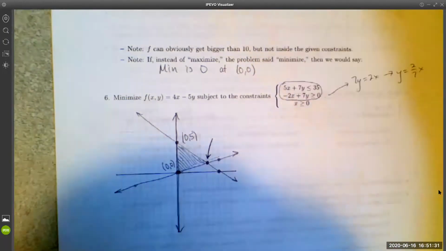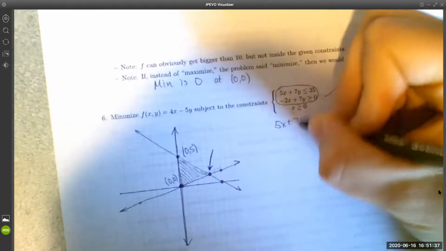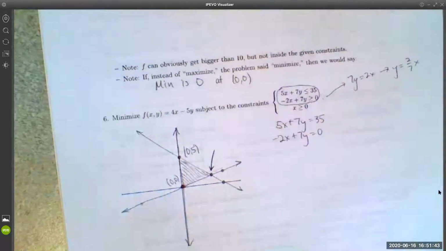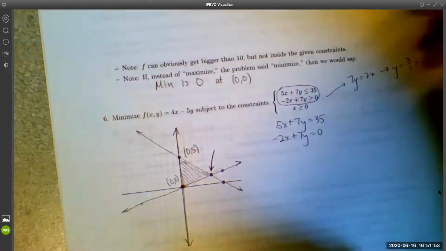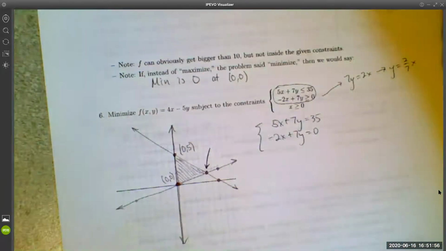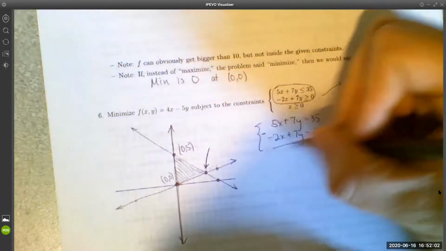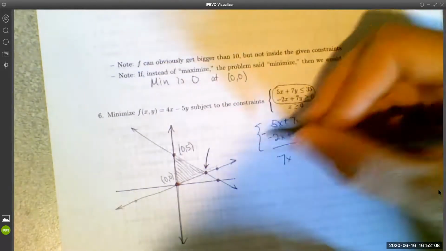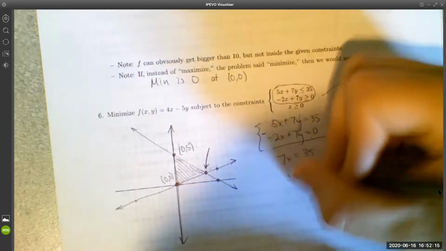So what I want to do is solve the corresponding system of equations, right? So I want to solve 5x plus 7y equals 35 and negative 2x plus 7y equals 0. Okay, so if I want to solve this system of equations, oh, this is already nice, right? I can just subtract the two equations. If I subtract these, just be careful with the negative signs, but I have 5 minus negative 2, that's 5 plus 2, so 7x. And I have 7y minus 7y, that's 0, so the y's cancel. And then 35 minus 0 is 35. Okay, so x equals 5.